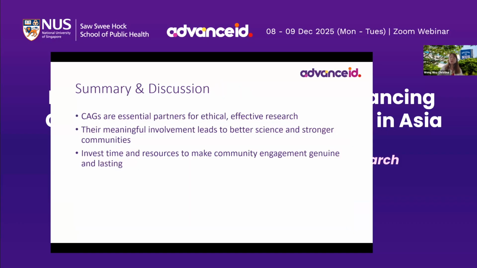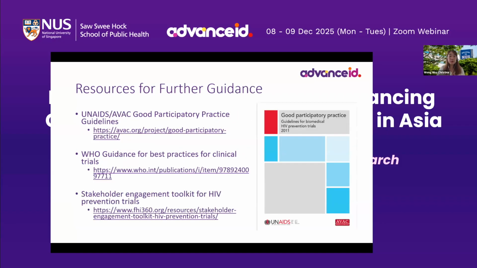Okay, so to conclude, CAGs are more than an ethics requirement. They are partners who enrich and strengthen research. The time invested in building these partnerships pays off in study quality, in community trust, and research impact. I have some resources for you for further guidance.